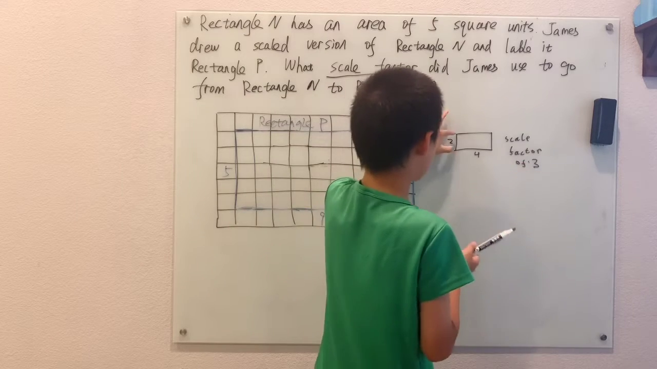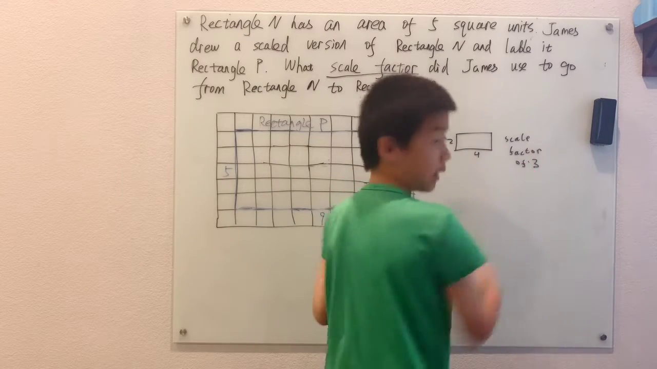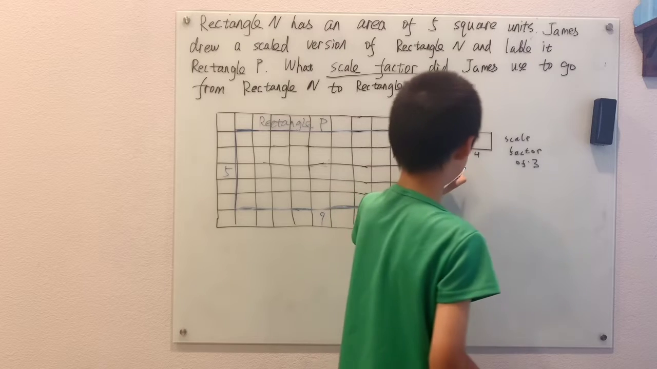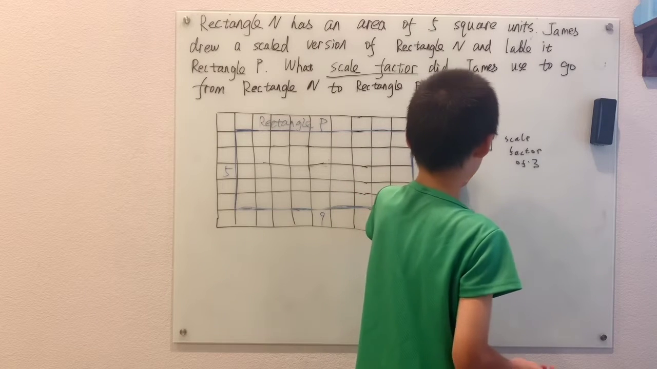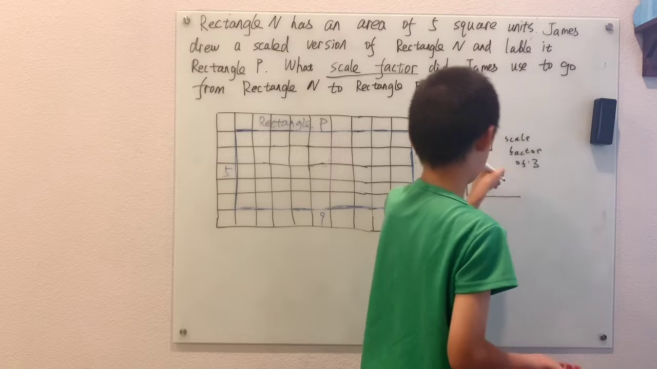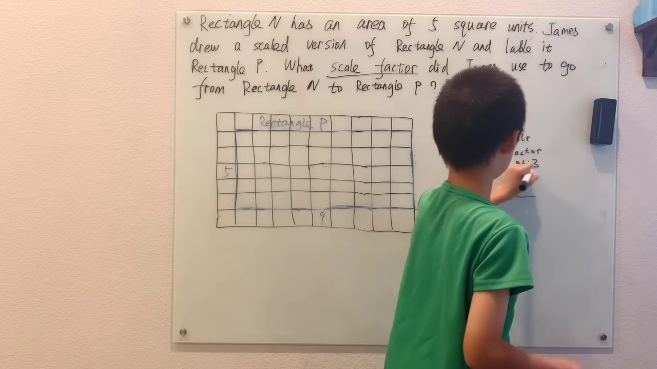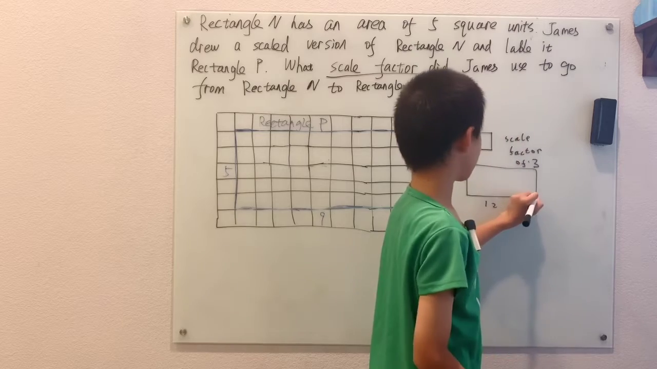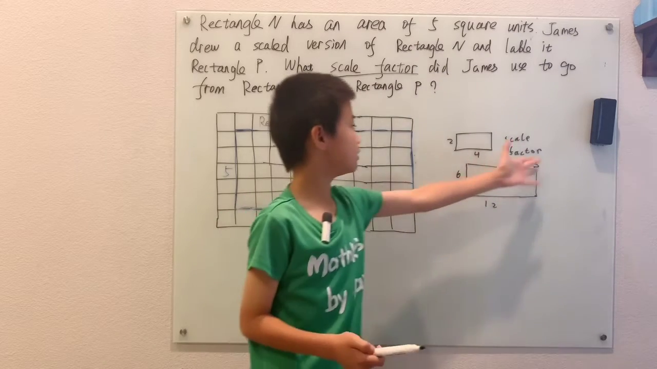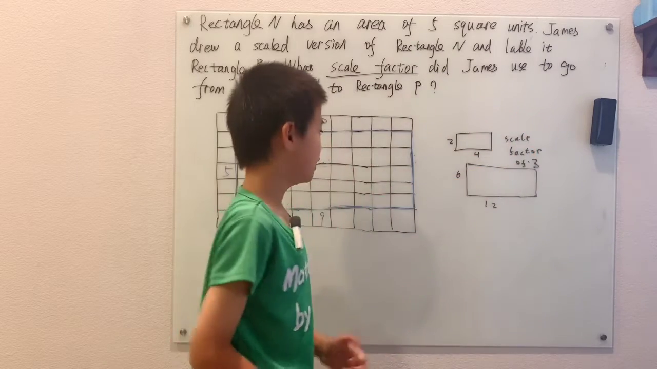Which means we're scaling up all of the side lengths by 3 times. Well, 3 times 2, so we have a rectangle that's 6 by 3 times 4, 12. A big rectangle. So this is what happens when you use a scale factor of 3.